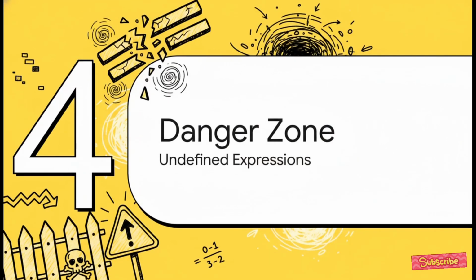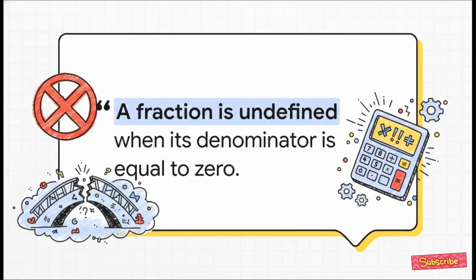Okay, let's shift gears. We are now entering the danger zone. Because in math, there is one fundamental, unbreakable rule. And if you break it, expressions just stop working. They become undefined. And that rule is, you can never, ever, ever, under any circumstances, divide by 0. It's like the cardinal sin of math. The moment a fraction's denominator, the bottom part, hits 0, the whole thing is undefined.